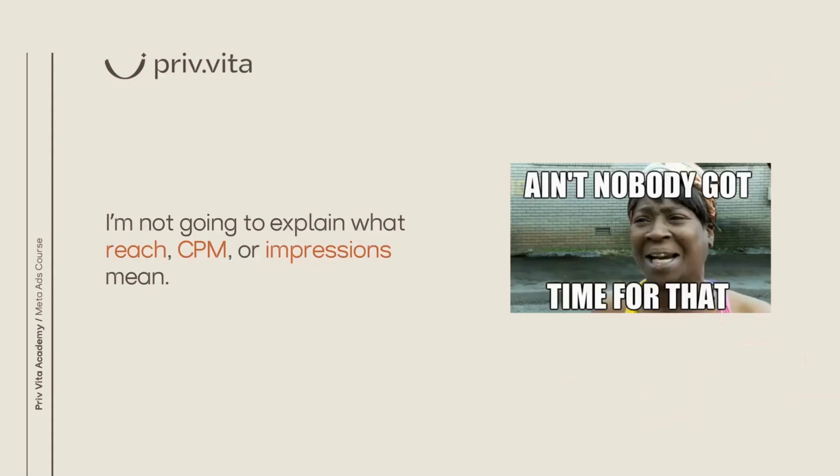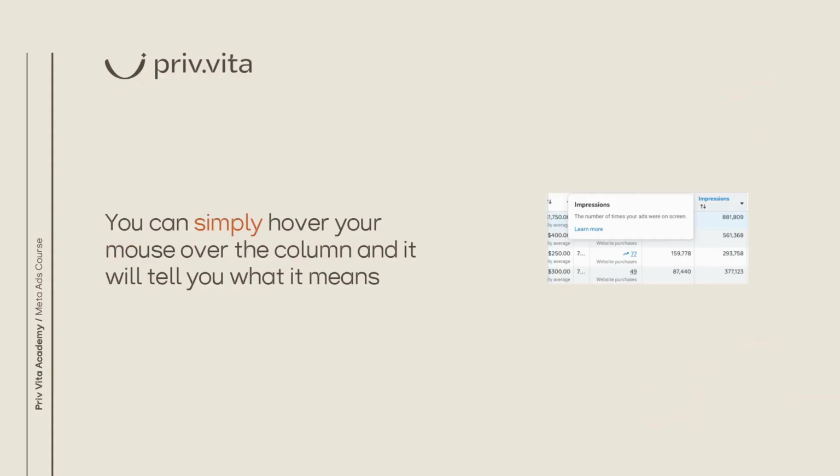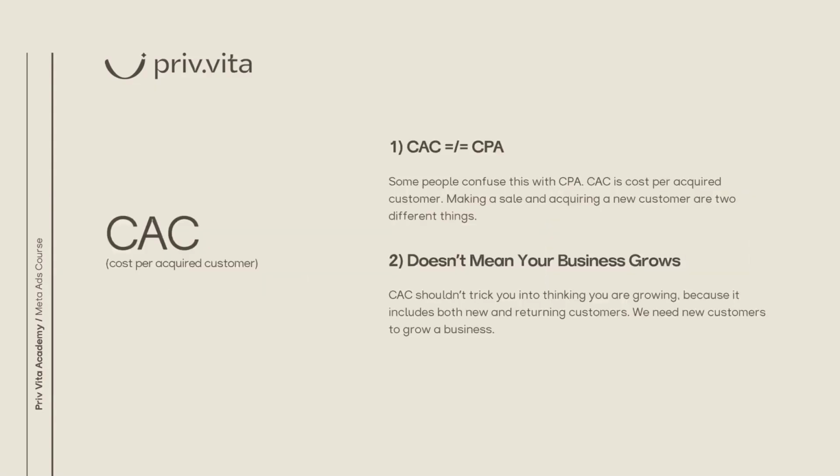I'm not going to explain what reach, CPM, or impressions mean. You can simply hover your mouse over the column and it will tell you what it means. I'll only go over the ones that are not super clear and need a little bit of explaining. Let's start with CAC. Some people confuse this with CPA. CAC is cost per acquired customer. Making a sale and acquiring a new customer are two different things. However, CAC shouldn't trick you into thinking you are growing, because it includes both new and returning customers. We need new customers to grow a business.